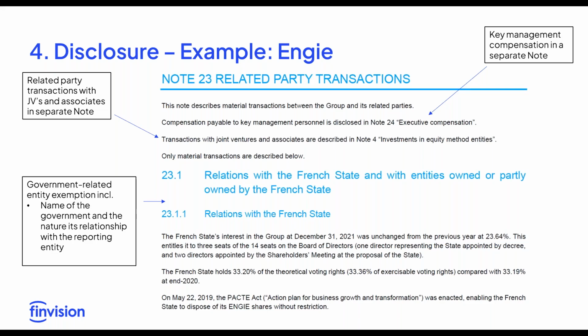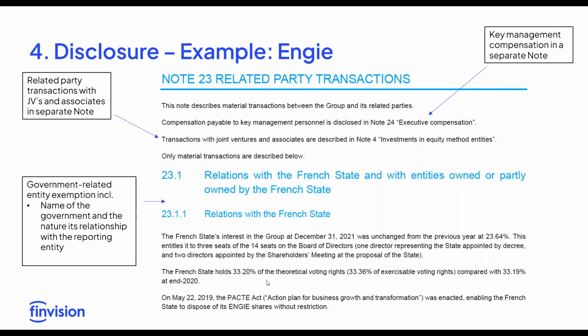This is an example of the usage of the government-related entity exemption. It's NG, and there, first of all, they refer to another note where they will describe the key management compensation. They also refer to another note looking at all related party transactions with joint ventures and associates. And then they clearly make use of the government-related entity exemption, mentioning that for them it's the French state, and also describing the nature of its relationship.